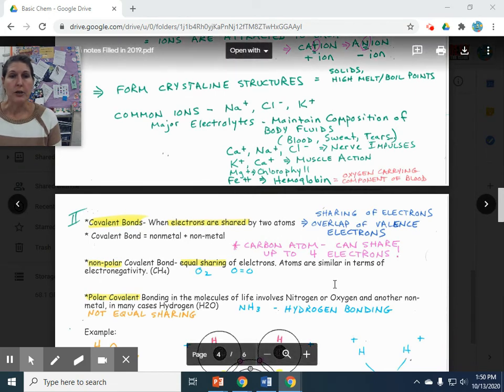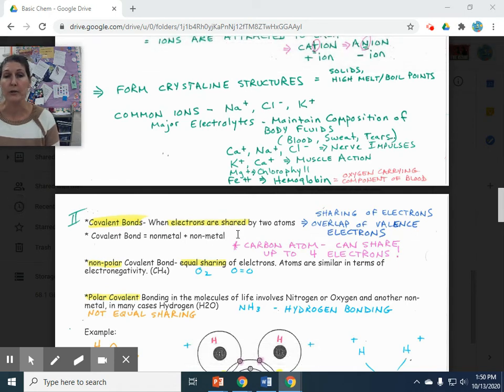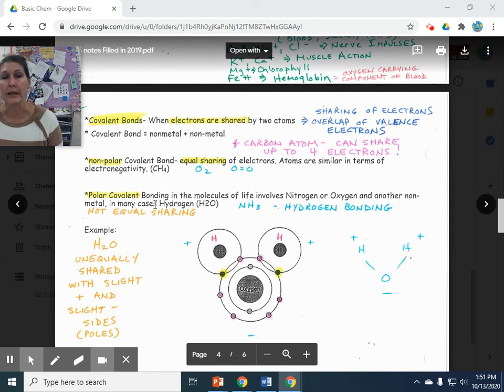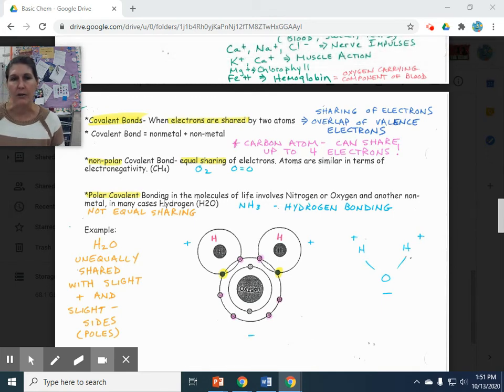Covalent bonds, when electrons are shared by two atoms. So we are sharing of electrons, overlap of electrons. This is what we saw with water. We said that hydrogen and oxygen are going to share. You guys see it down here. We talked about polar covalent molecules, and we said there was an unequal sharing of those particular electrons. So even though they're sharing them, oxygen kind of hogs some of those electrons. It makes it slightly negative.